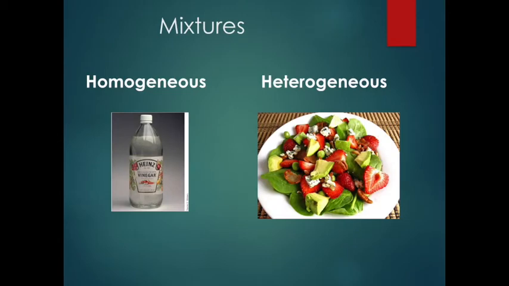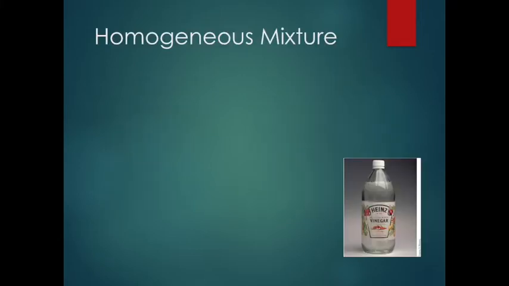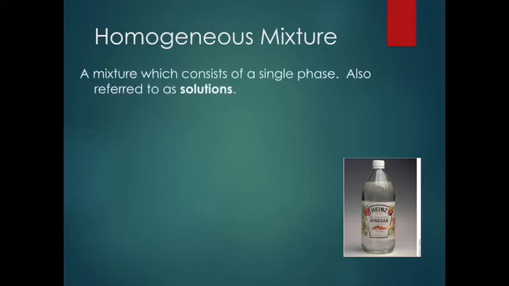Okay, so here's an example of homogeneous with the vinegar and heterogeneous with our salad. First, we're going to look at homogeneous. So the big thing here is that the composition does vary sample to sample. Okay, so with the pure substance, it doesn't, but with a mixture, it does.